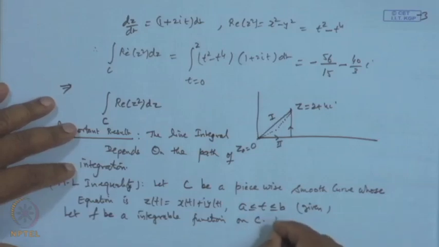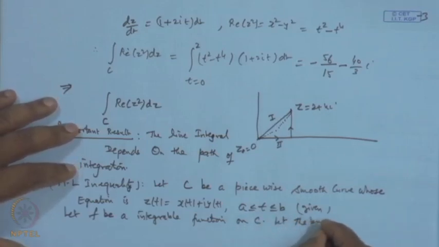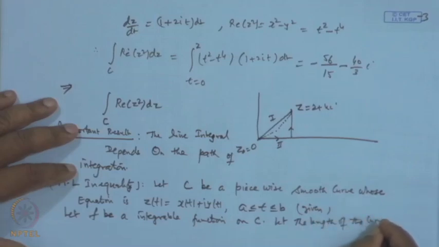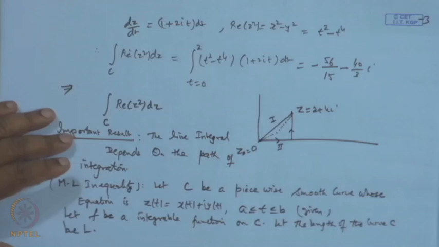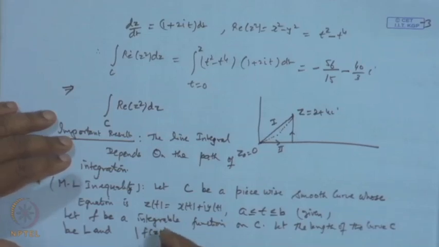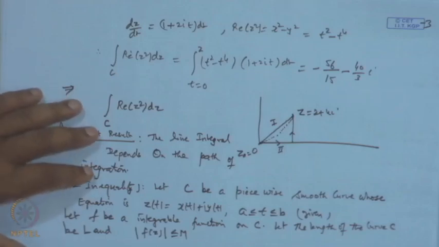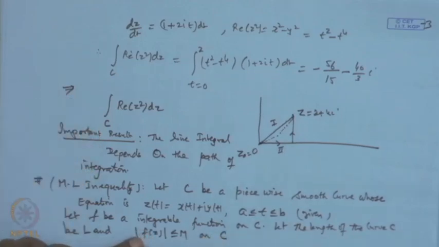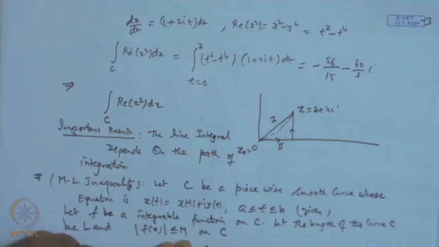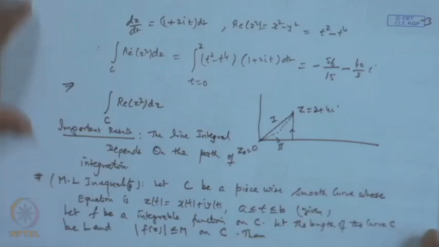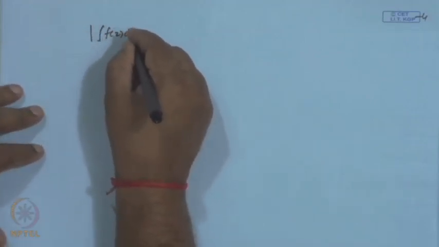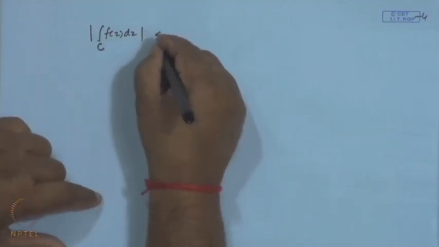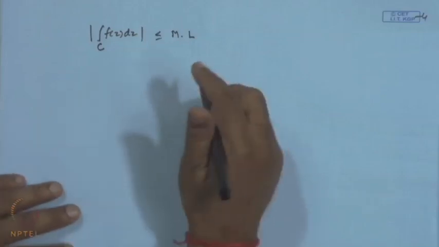And suppose let the length of the curve C be L, and the function f is bounded by M on C, that is, at each point the function is well defined, but the value of the function does not exceed some constant, say M, on C. Then this ML inequality says that the modulus of the integral of f(z) dz over the curve C is less than or equal to M times L, and this is known as the ML inequality.